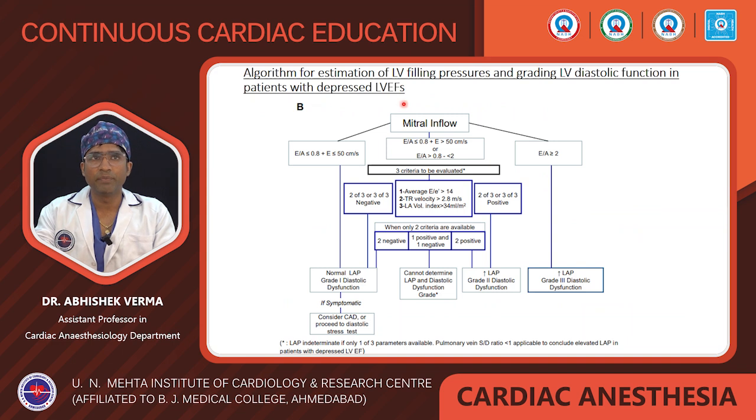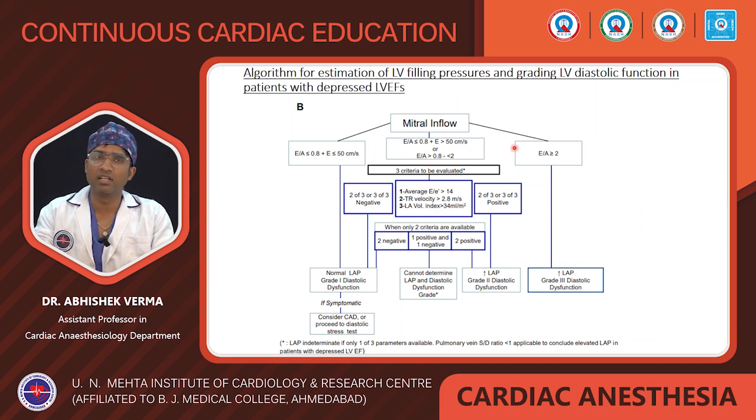Second, a patient with a depressed LV, if the LV function is decreased, less than 50%, 30%, like that, then we measure the E by A ratio. If it is more than 2, then we directly grade it as grade 3 diastolic dysfunction, in patients with decreased LV ejection fraction. And if it is less than 0.8, we can grade them as normal or grade 1 diastolic dysfunction.